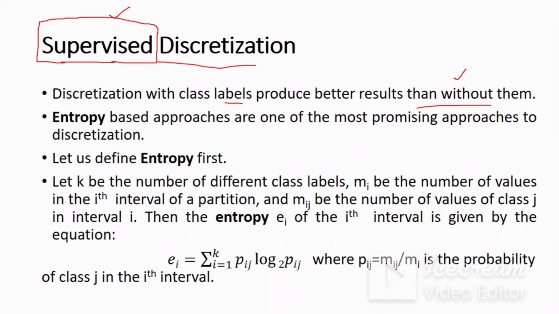So we are going to use a technique called the entropy based approaches. Now what is entropy? Entropy is talking about the randomness and the purity of a classification or of a technique that is going to be used. Entropy based approaches are one of the most promising approaches that we are going to use. So let us try to look at what entropy is.